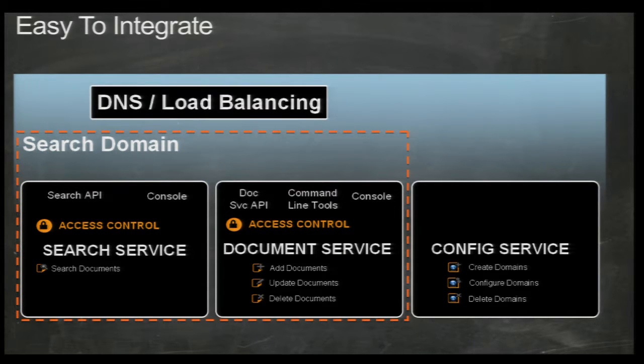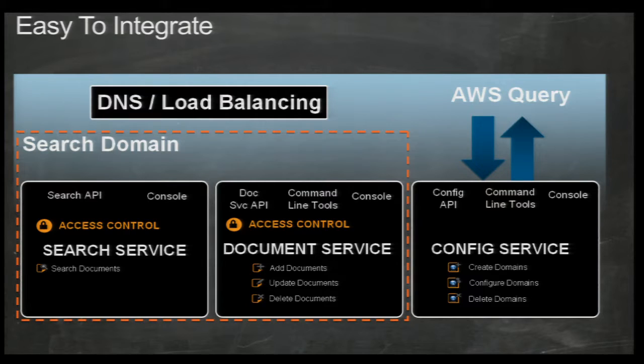Alongside the search domain itself, we have a configuration service that is the point where you control how your fields are treated, how your data is indexed, access policies for your domain, et cetera. This is available through AWS queries. This is the AWS API. You can go direct to the API. Again, command line tools and console as well. So this is the whole picture of the interaction with CloudSearch.